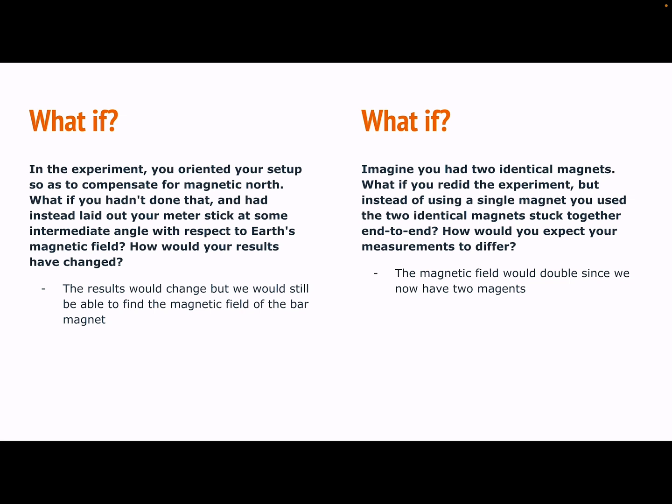And then for the second what if, imagine if you had two identical magnets. What if you redid the experiment, but instead of using the single magnet, you used two identical magnets and stuck them end to end? So if this happened, then our results would just be doubled. The magnetic field would be doubled.